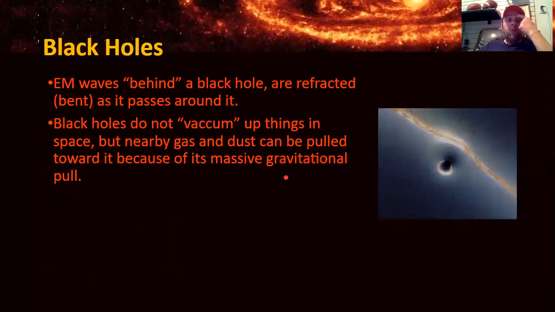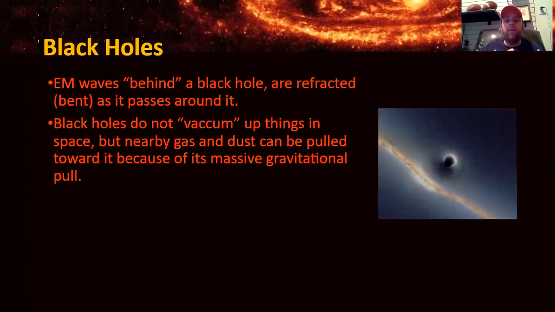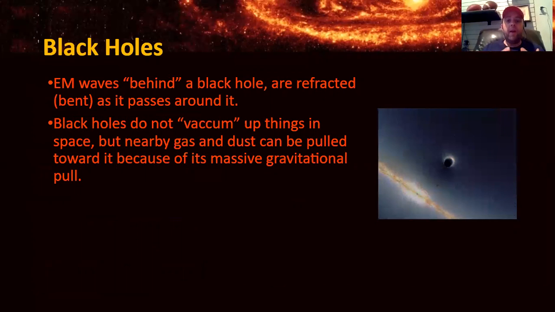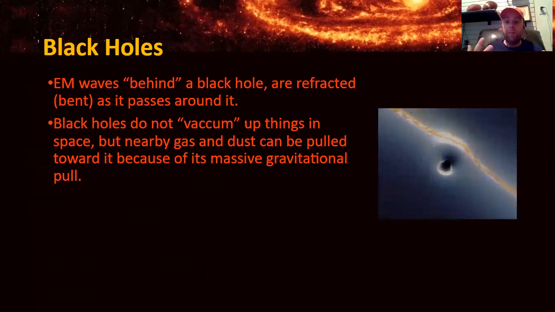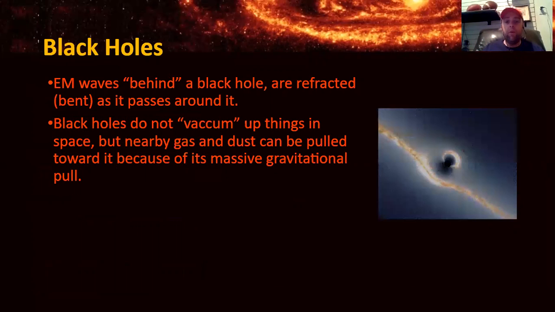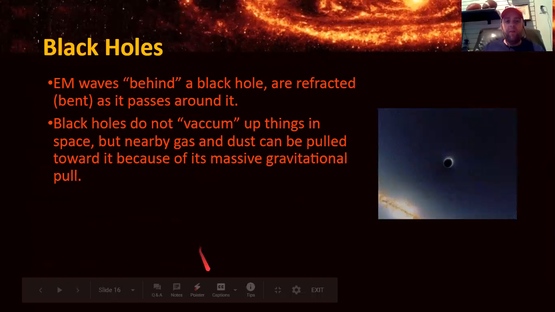Black holes aren't vacuums. They don't suck everything in. But if an object gets within that gravitational pull, it will start to fall in, just like any other object. You can have objects orbiting black holes. You can have other stars that orbit black holes. You can have planets orbiting black holes, but they are not these huge vacuums that you may see out in science fiction.